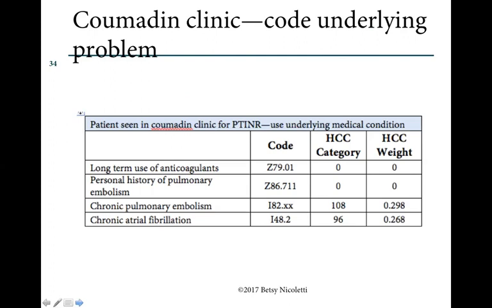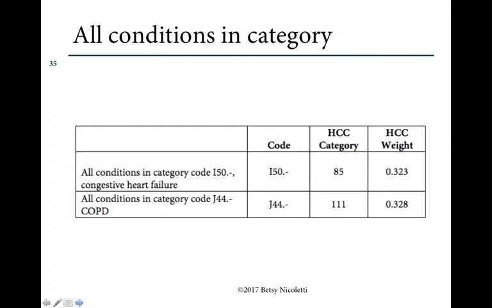Of course, we're only reporting it when our clinicians are helping us with the documentation. All the codes in heart failure have the same risk-adjusted score. And this is unlike what happens in the hospital, where different types of heart failure contribute to a different DRG. In the HCC world, all the types do. And all conditions in category code J44 for COPD carry the same risk-adjusted score.